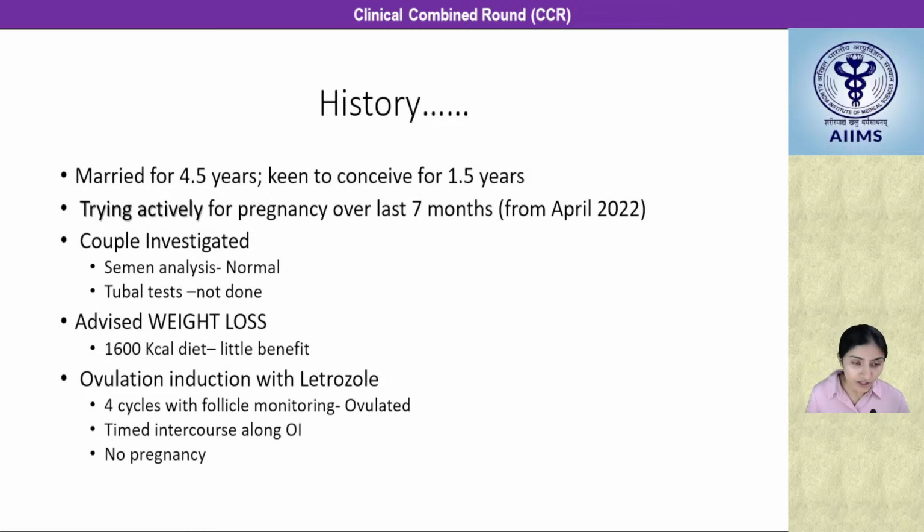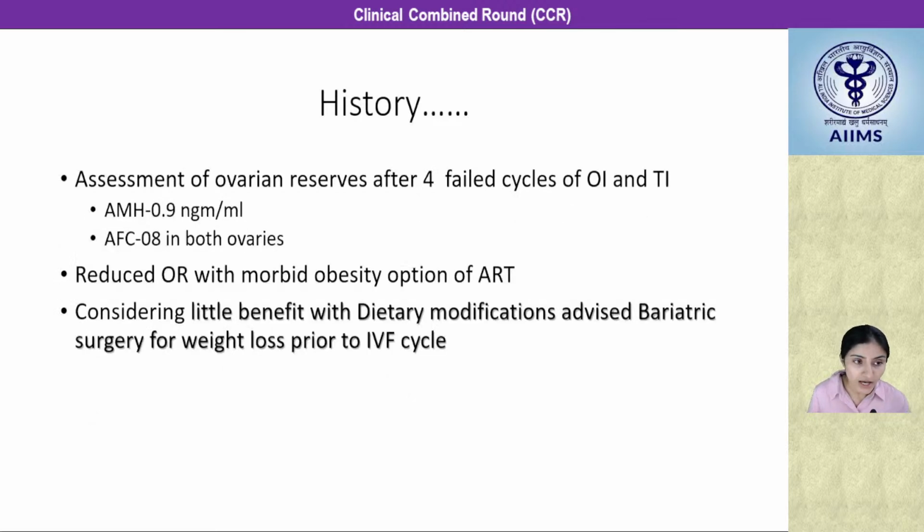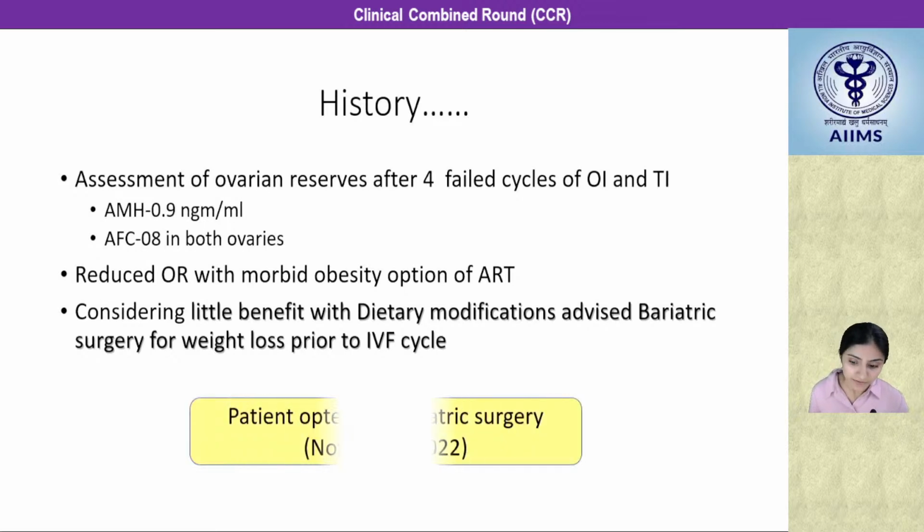She was given ovulation induction with letrozole. She was given 4 cycles along with timed intercourse. She did not get pregnant at that time. Assessment of ovarian reserve was done, which showed AMH of 0.9 and AFC of 8. Reduced ovarian reserve with morbid obesity gave the option of assisted reproductive technology. Considering the little benefit from dietary modifications, she was advised bariatric surgery for weight loss prior to IVF cycles.